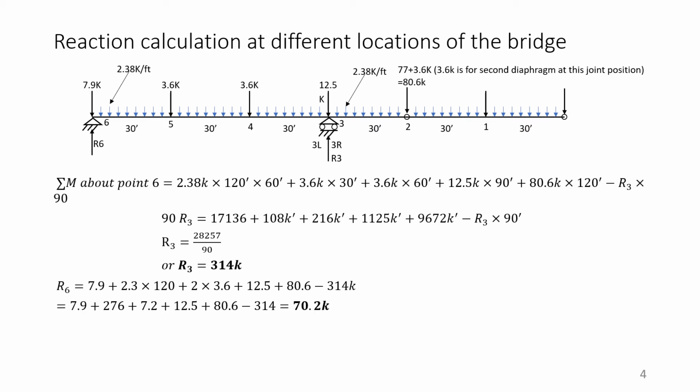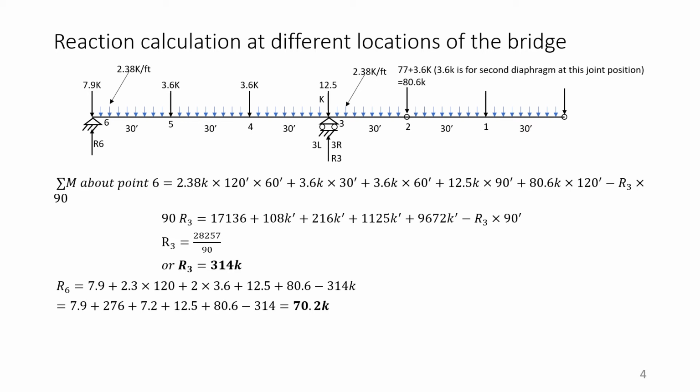And 2.38 is the distributed load from the slab, and 3.6 is there again, because there are two intermediate diaphragms and two support diaphragms. As we have said, these diaphragms are cross beams, and at the support the depth of the diaphragm is equal to the depth of the beam, and at the intermediate position the depth of the diaphragm is kept 1 foot less than the main beam. We have shown in these calculations that the diaphragms are 7.9, 3.6, 3.6 and 12.5, and the uniformly distributed load is 2.38 kip per foot.